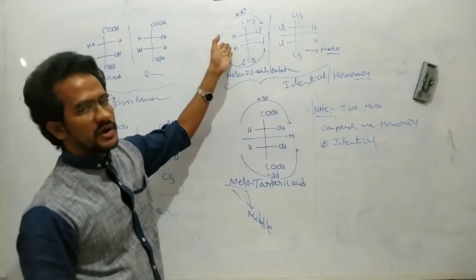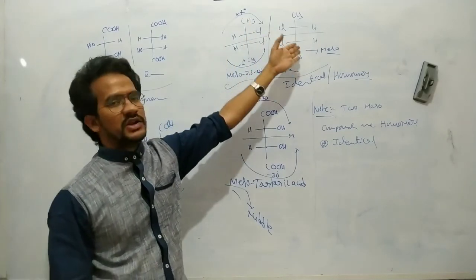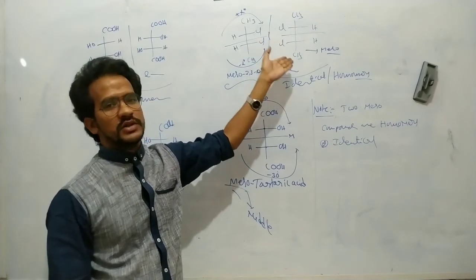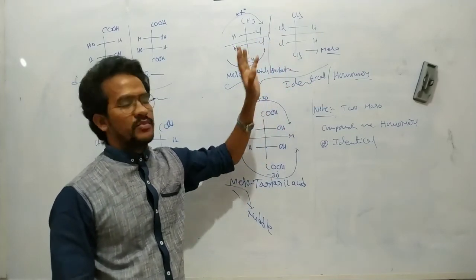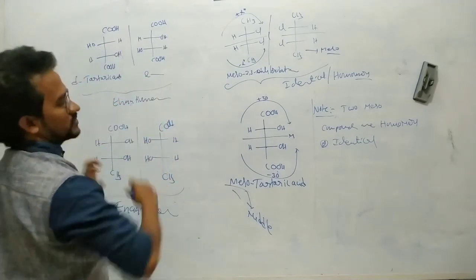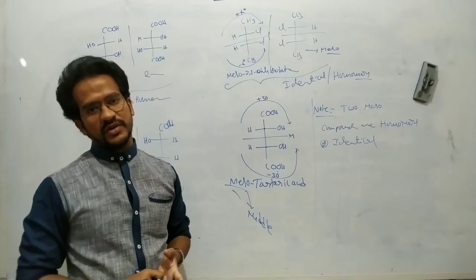It is a meso compound because the plane of symmetry cancels the rotation. Internal compensation is there. So it is a meso compound. These two are the homomers, equal. It is a single compound, not two. Here in this case we can separate these two, because one is dextrorotatory and one is levorotatory.